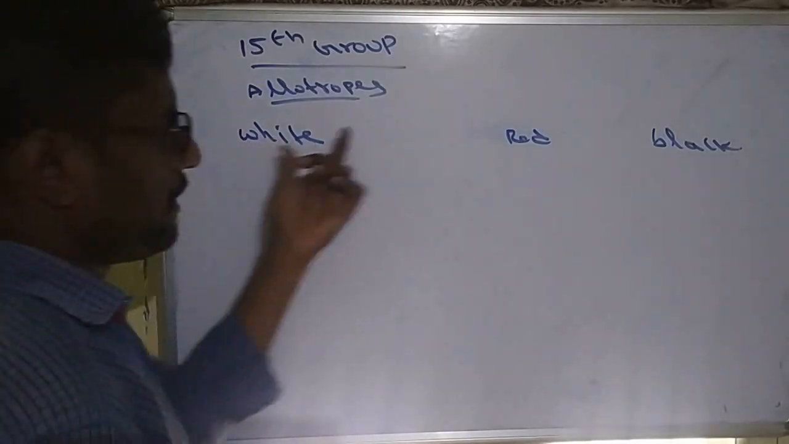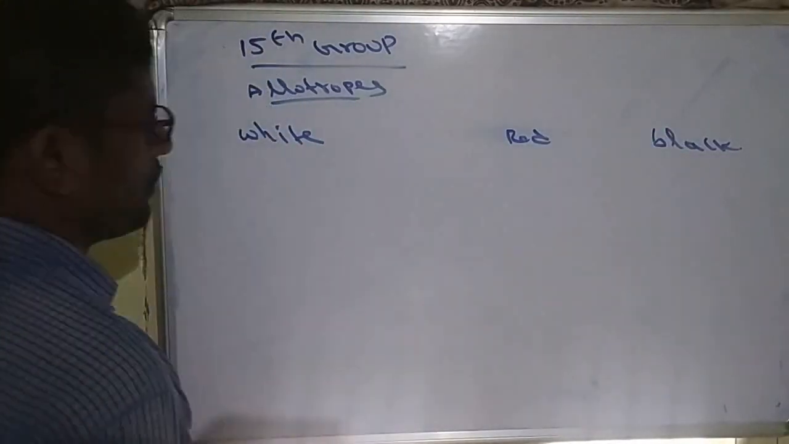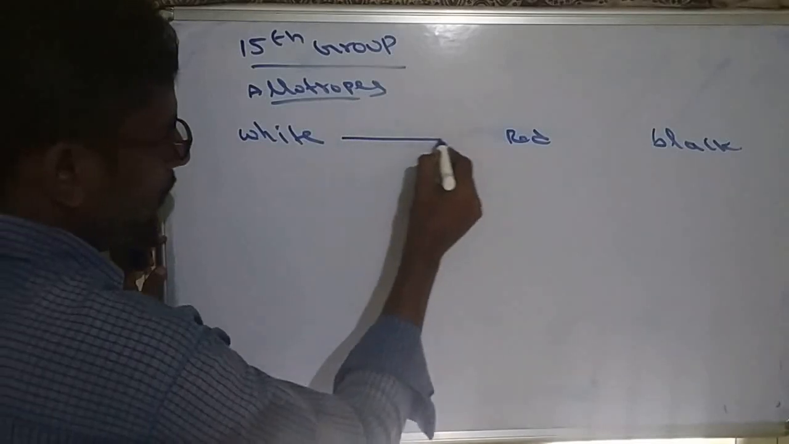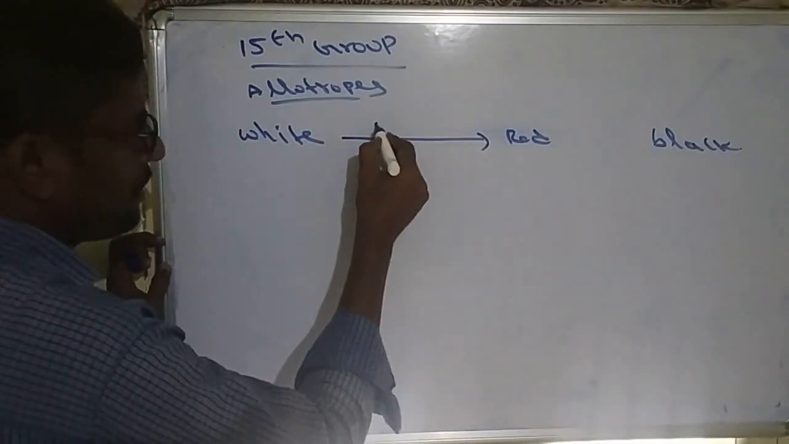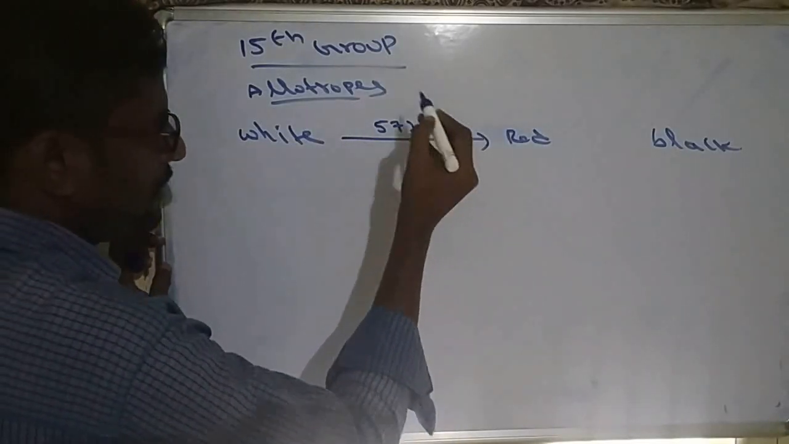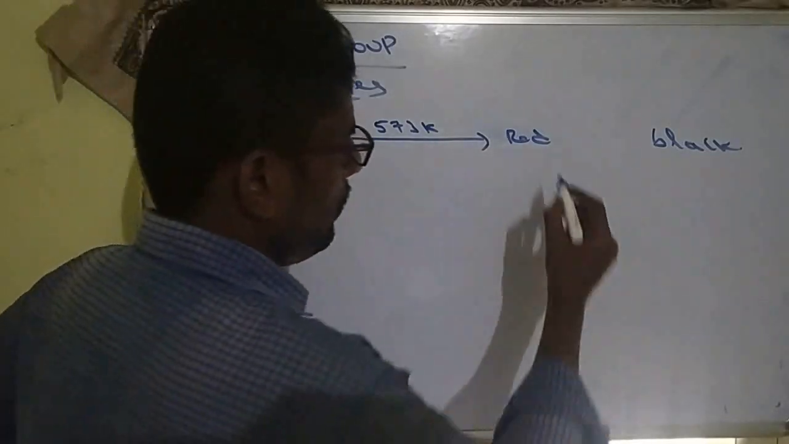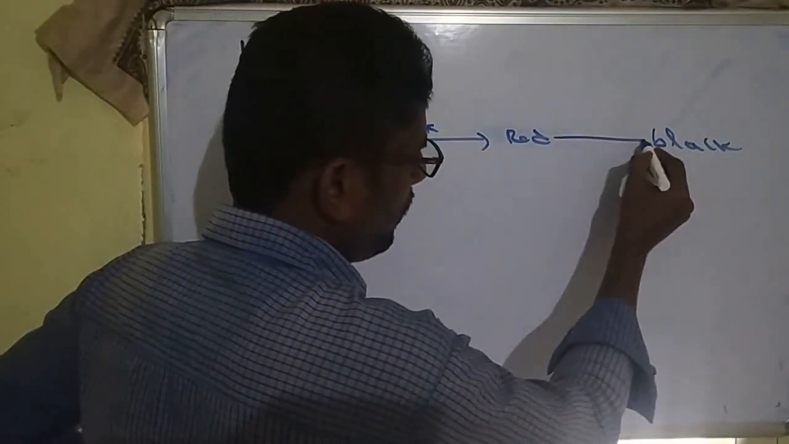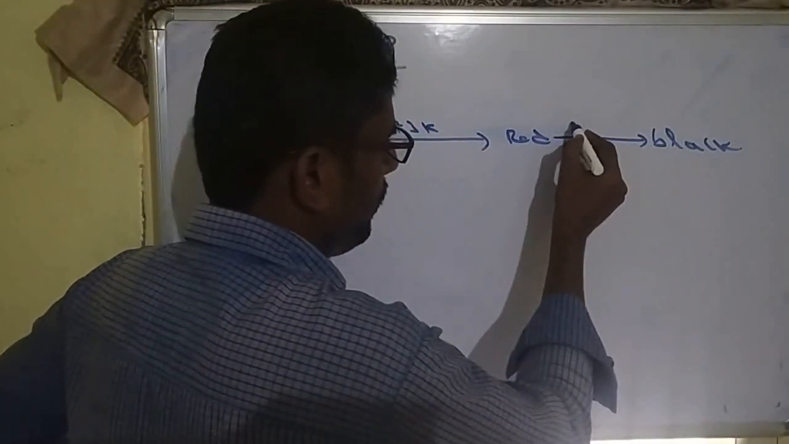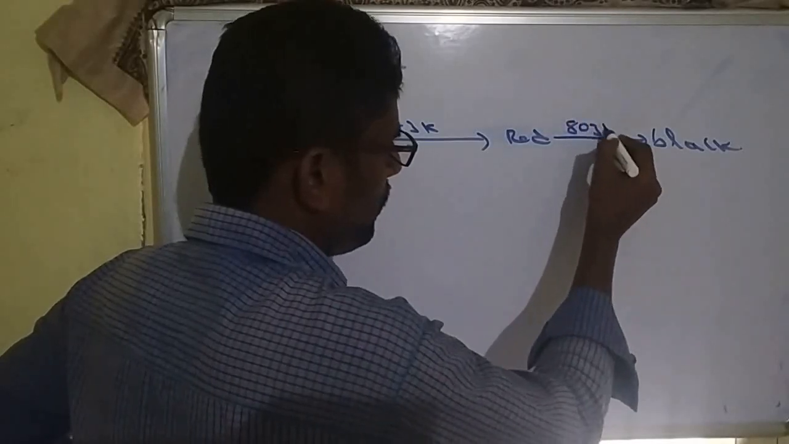So white phosphorus, red phosphorus, black phosphorus. White phosphorus can be converted to red phosphorus at 573 Kelvin. Red phosphorus can be converted to black phosphorus at 803 Kelvin.